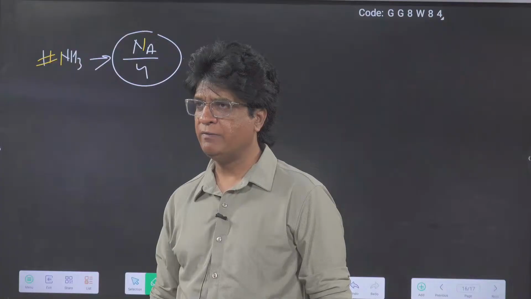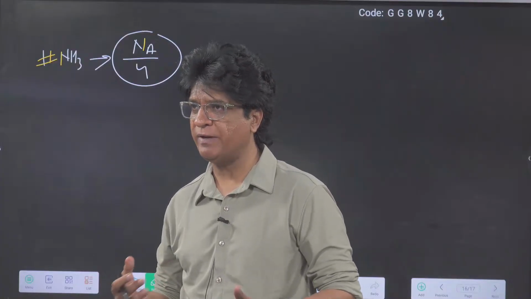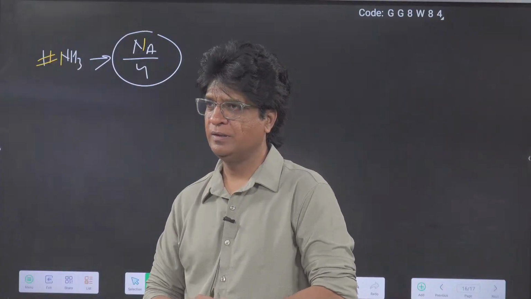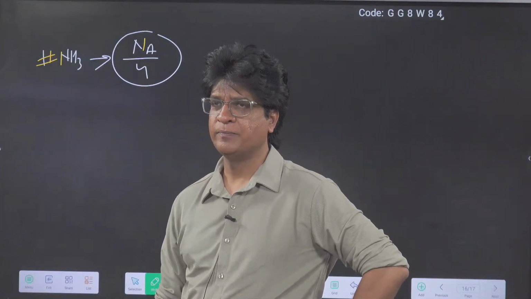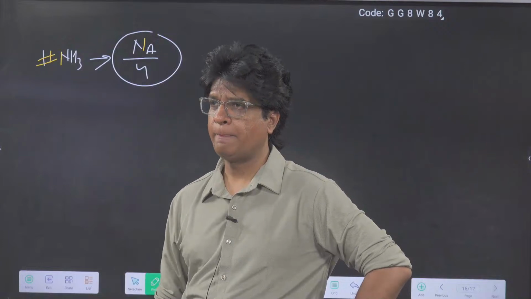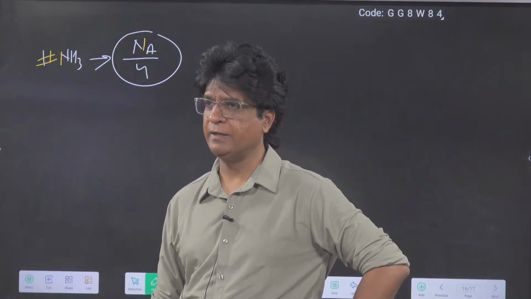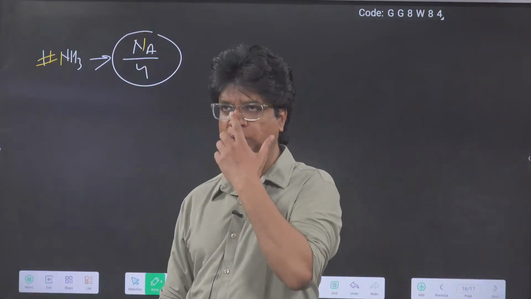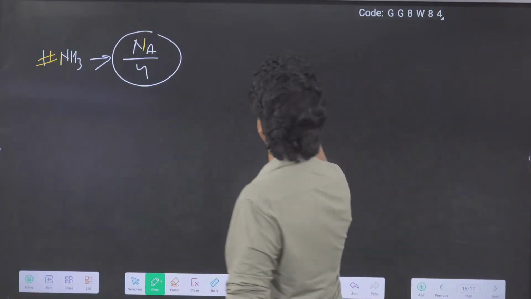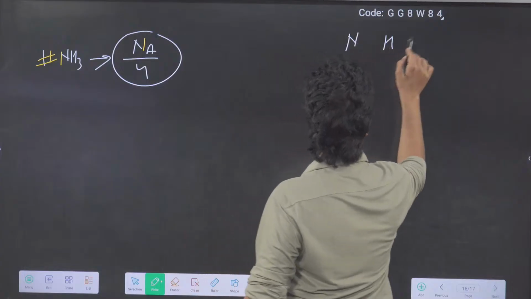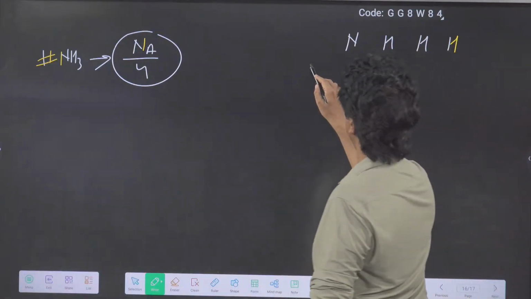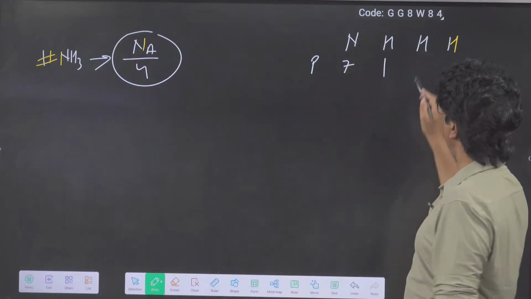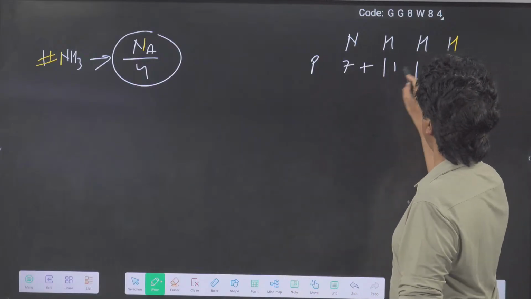Srinivas, 2.5, we have to be very careful. To find 2.5 Na, right. Both will be 2.5 Na, right? See, again we have ammonia: N, H, H, H. So the number of protons will be 7 for nitrogen. Hydrogen contains 1 proton, 1 proton, 1 proton. So the total will be how many?